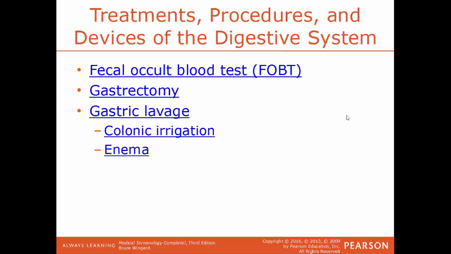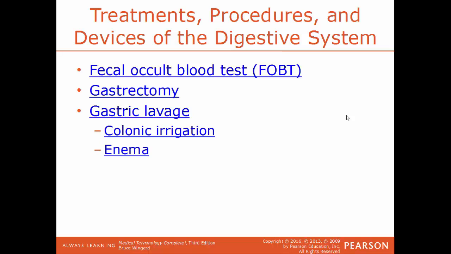All right, our next term, FOBT, fecal occult blood test. This is a blood test that's used on stool samples to check for occult or hidden blood. And the presence of blood within feces can indicate polyps or possible colon cancer. Gastrectomy is the surgical removal of part or perhaps all of the stomach. Gastric lavage, also known as stomach pumping or gastric irrigation. This is a process of cleansing out the contents of the stomach, usually done to eliminate poisons from the stomach.